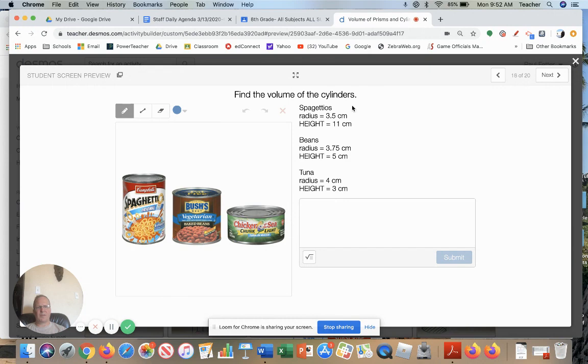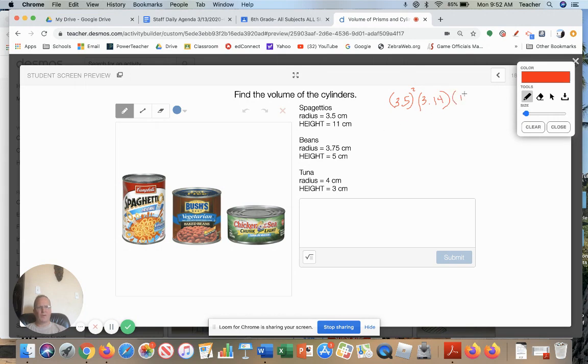Now here we have some cylinders. Okay, again, how do we find the volume of a cylinder? We find the area of the circle, multiply it times the height. Okay, so here we have a radius of 3.5. So I'm going to go ahead and multiply 3.5 squared times pi, which is 3.14, times the height, which is 11. So go ahead and multiply these out.